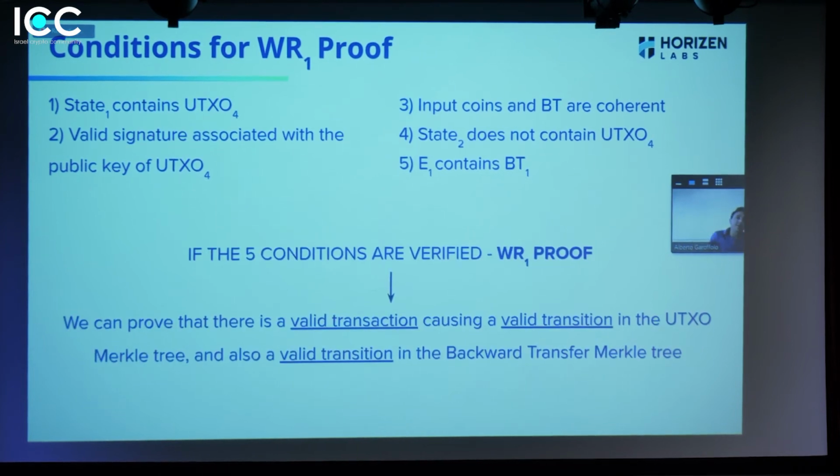Okay, if these conditions are verified, we can prove that we had a valid transition, that in this case is a withdrawal request, that transitioned both the state Merkle tree and the backward transfer Merkle tree. So we now have a proof that proves two things: the transition of the state, and also the transition of the tree of backward transfers for this epoch.